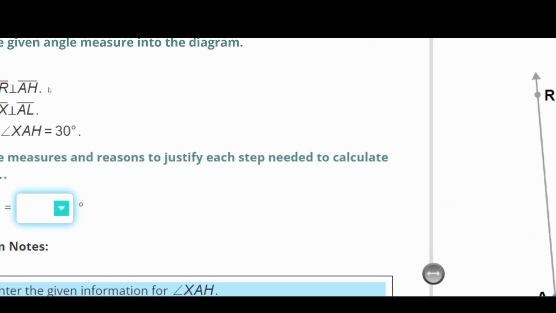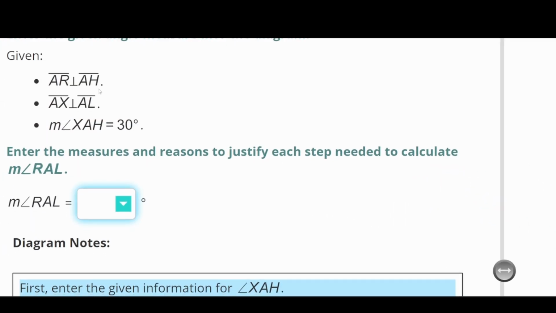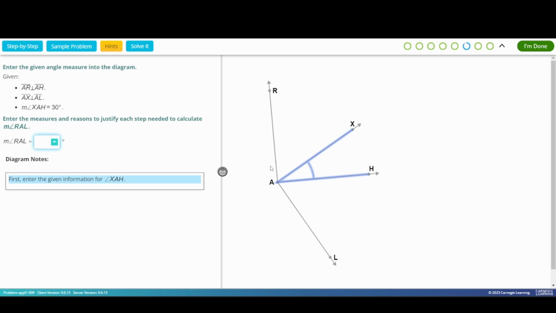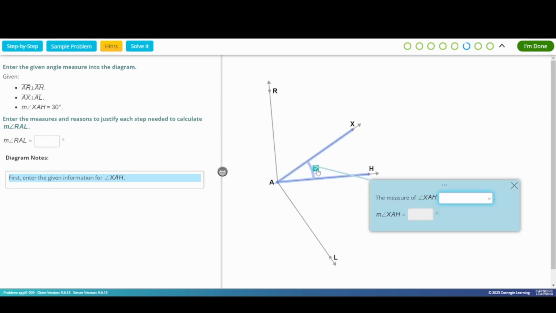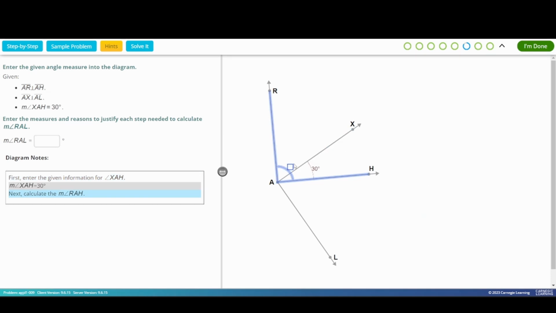We have in our given that AR is perpendicular to AH, AX is perpendicular to AL, and the measure of angle XAH equals 30 degrees. And eventually we need to prove that the measure of angle RAL is some measure. Okay, let's try it here. First off, this is given to us. It told me in the given over here that XAH was 30 degrees. So this is given, 30. You'll notice that always that first one is given to you. You can't really start a proof without it being given.